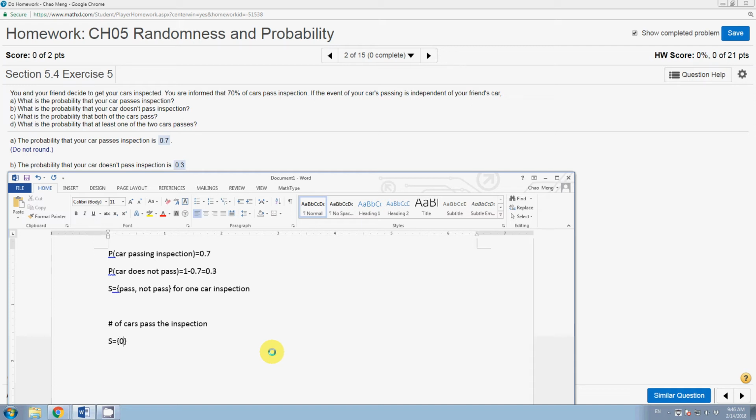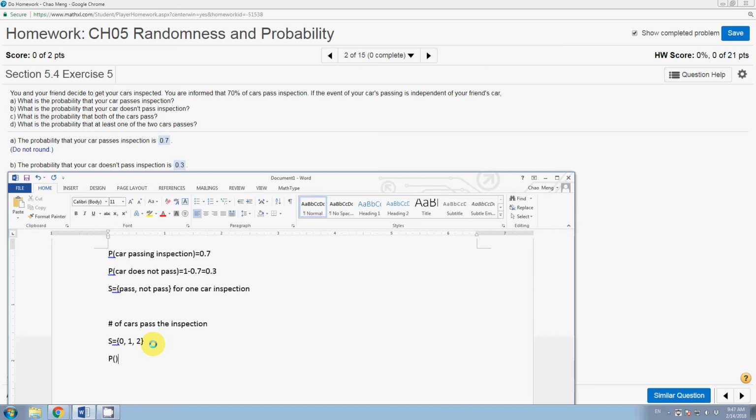The first outcome is no one passes the inspection. So your car failed and your friend's car failed. So that's the first possibility. Or one of your cars passed the inspection, either yours or your friend's. And the last possibility is both of your cars pass the inspection. So in the sample space, there are three possibilities. Okay? And it says, what's the probability that both of the cars pass the inspection?